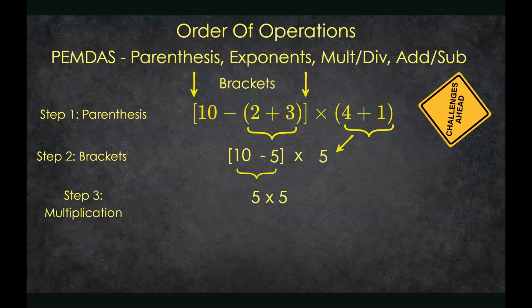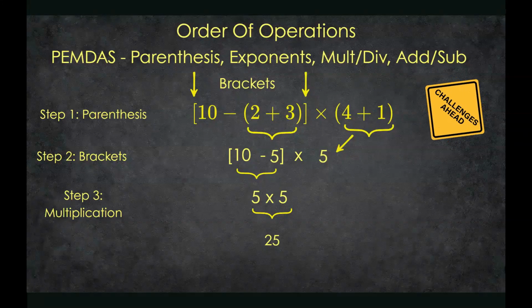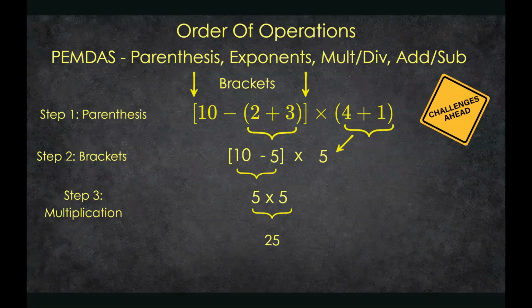Multiplication, 5 times 5, that's going to be 25. Okay, so can you kind of see the order that we're doing things? We take care of parentheses first, then whatever's inside the bracket we do next, and then we take care of our multiplication, division, addition, subtraction last.